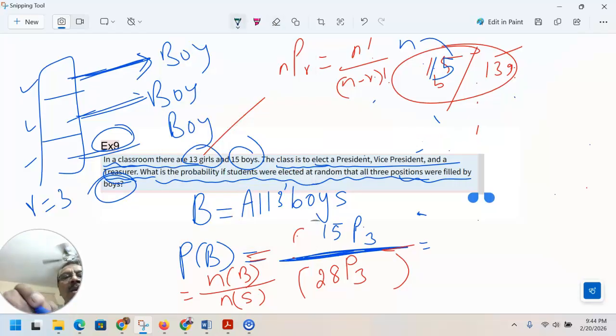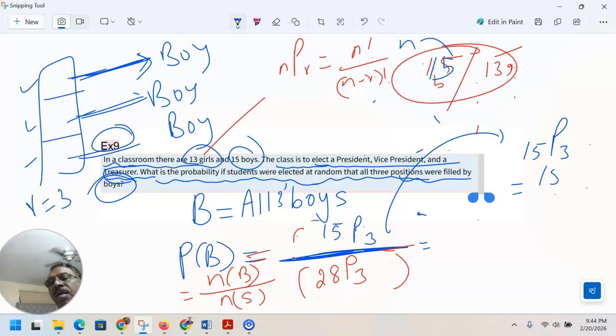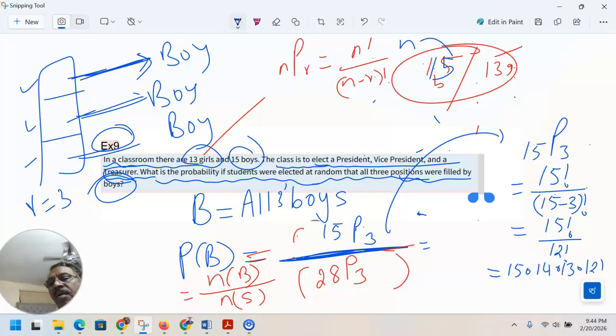So let's do only the numerator first. The numerator will be 15 P3, which by formula is 15 factorial divided by (15 minus 3) factorial, and that means 15 factorial divided by 12 factorial. You can expand that 15 factorial into 15, 14, 13, all the way down to 12 factorial, and divide by 12 factorial. You can see this cancels and you get this answer. So this is 15 times 14 times 13.